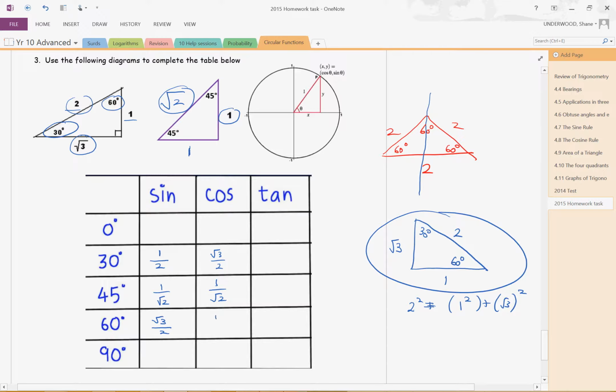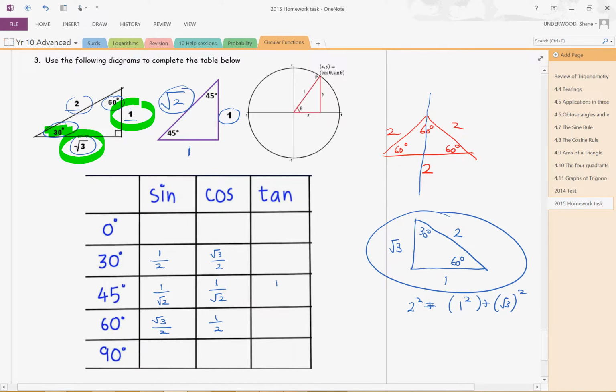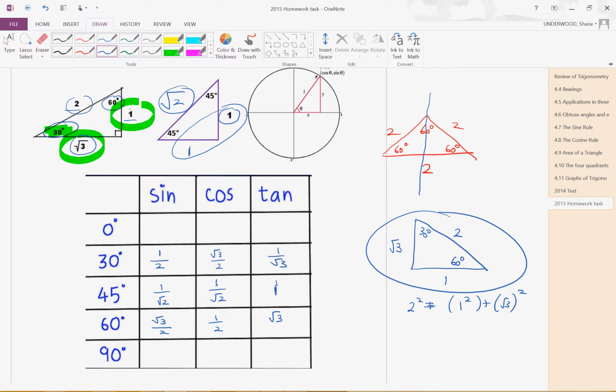But we could have used the triangles. And so far we've got this. Now tan is one of two things. It's sine over cos, or we can just use the triangles. Tan of 30 degrees is opposite over adjacent, so the tan of 30 degrees is 1 over root 3. Tan of 45 degrees is just 1 over 1, and tan of 60 degrees is root 3 over 1, or just root 3.